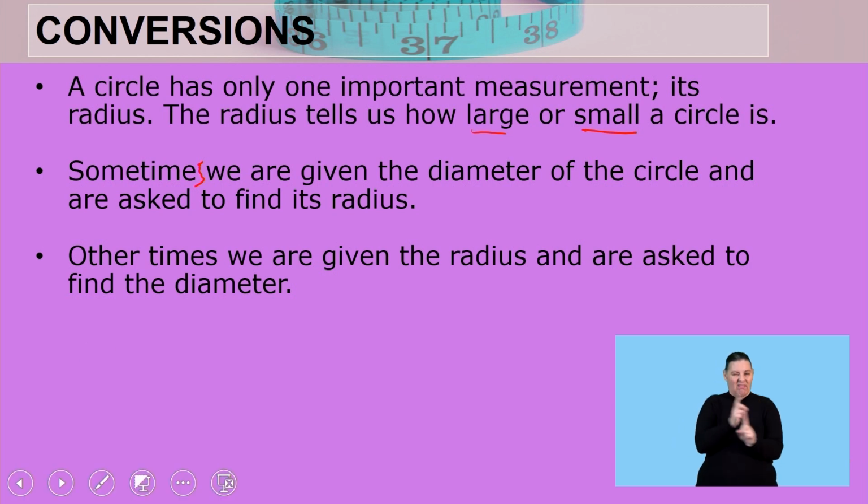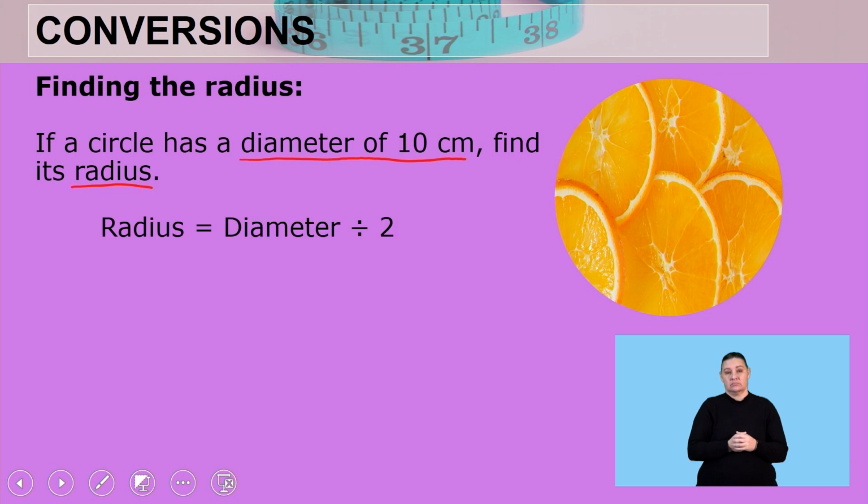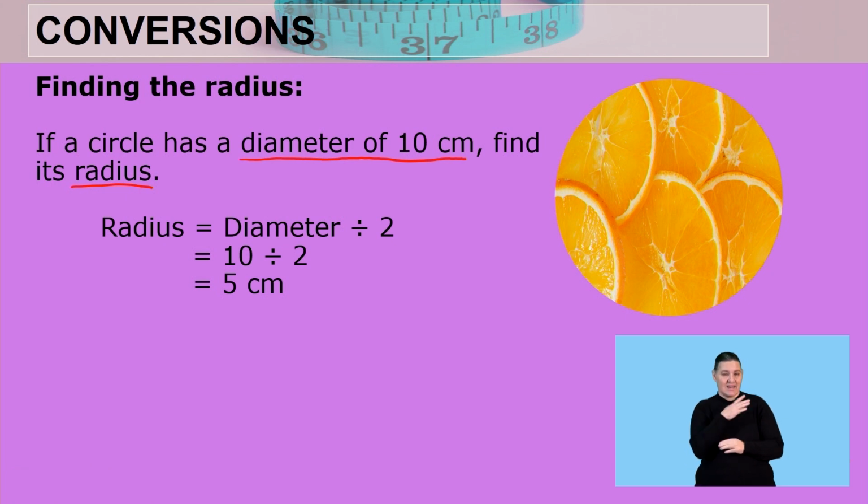Let's see how we can make this work. So for this example, let's find the radius. If a circle has a diameter of 10 centimeters, find its radius. So to find the radius, let's see if I click there. That's better. The radius is the diameter divided by 2. So that's 10 divided by 2. The answer I get, that's 5 centimeters. Nice work.